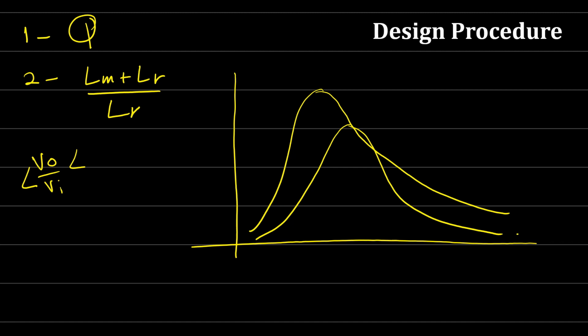It depends on your application. Let's say the input, for example, is 30 volts and the output is 400, for example. So you need to decide which value of gain you have and what range you have.